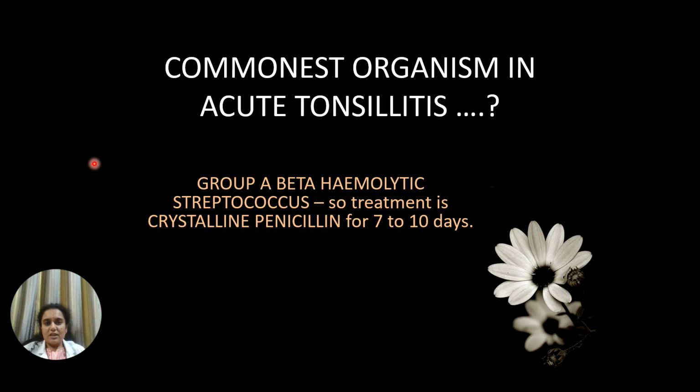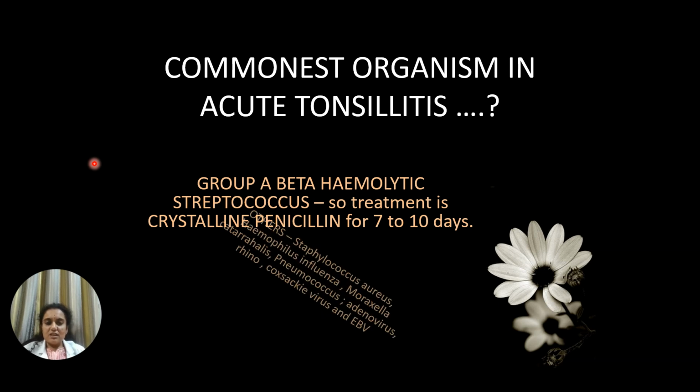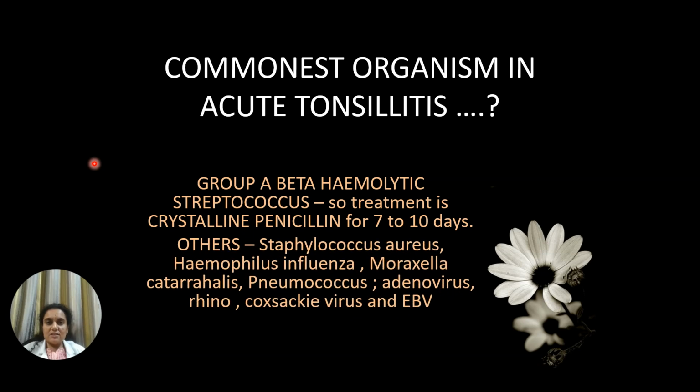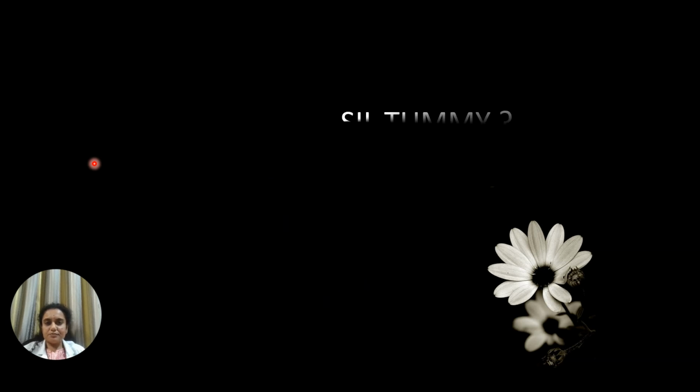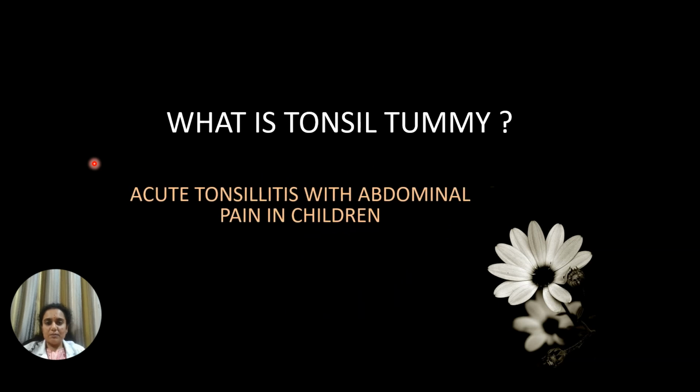The treatment for this is crystalline penicillins, but if they are resistant to penicillins, then macrolide antibiotics or cephalosporins can be considered. The other organisms are Staph aureus, Haemophilus influenzae, Moraxella, and Pneumococcus. And also we have the adenovirus, rhinovirus, Epstein-Barr virus, and Coxsackie virus also implicated in causing acute tonsillitis.